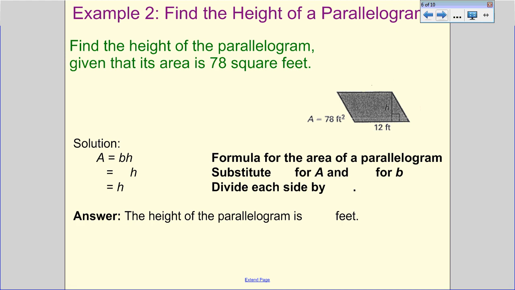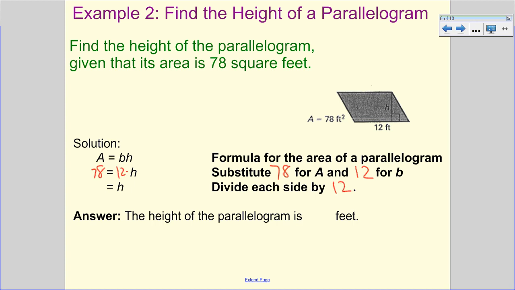All right, so now we're going to find the height of a parallelogram given the area. So this is going to look very similar to what we've already done with rectangles and triangles. We're going to take an area of 78 square feet and find the height. So we're going to start with our formula, write that down, area equals base times height, substitute 78 for A, and substitute 12 for B. So I have 78 is equal to 12 times H.